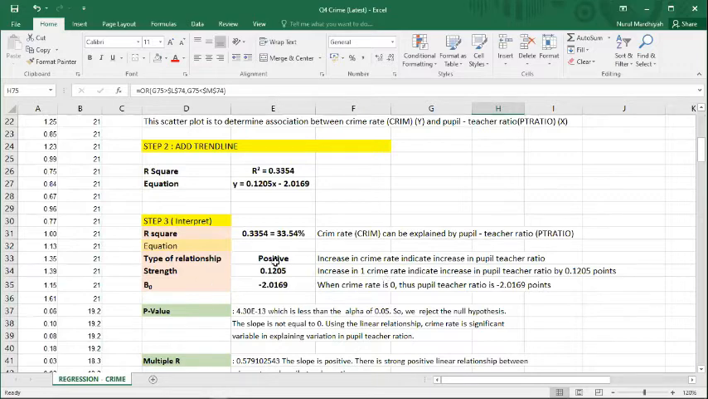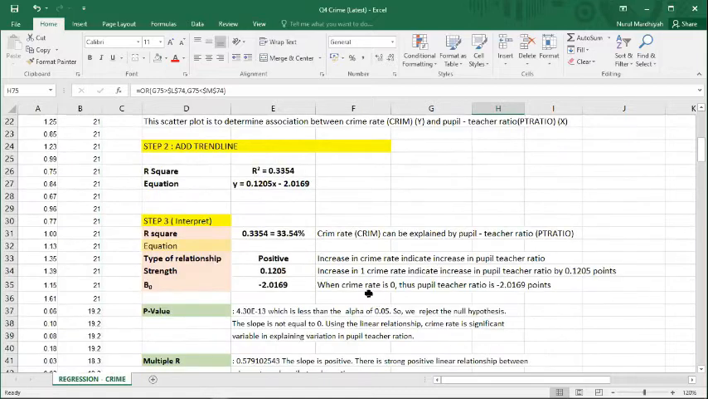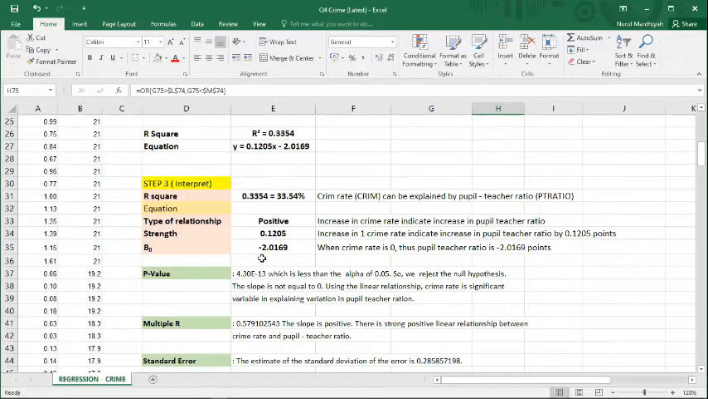The type of relationship is positive. You can see the slope is increased, so it means an increase in crime rate indicates an increase in total teacher ratio. The next is strength. The slope is 0.1205. It means an increase in one crime rate indicates an increase in total teacher ratio by 0.12055. The next is intercept. It is negative 2.0169. It means when crime rate is 0, the total teacher ratio is negative 2.0169.